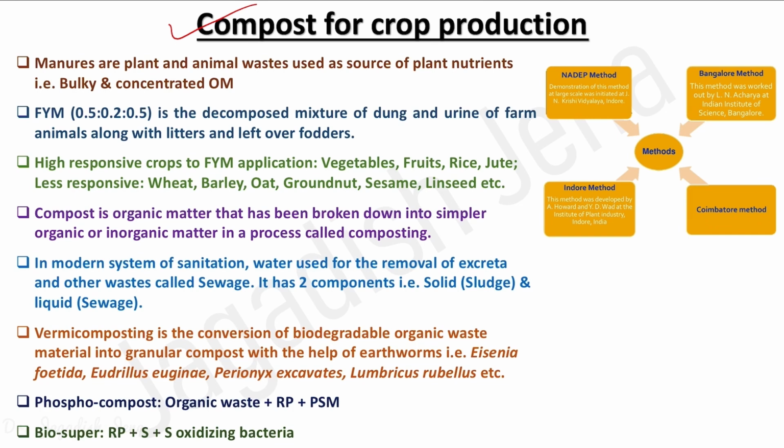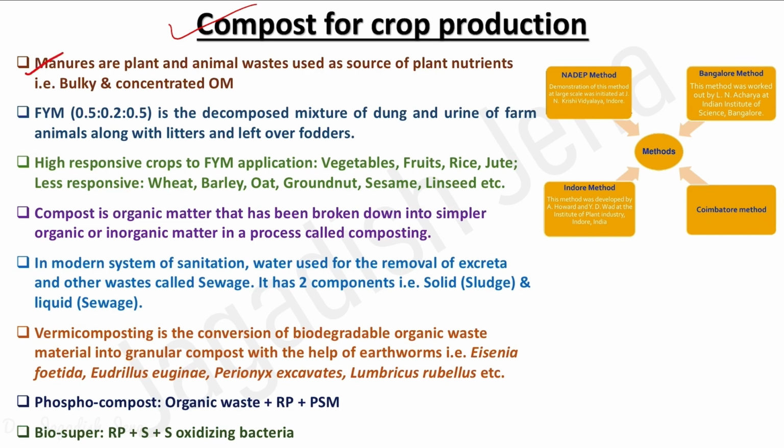Another one is vermicomposting. Here we use worms, different efficient earthworm species, which digest this organic matter, and their residue, the earthworm residue, is granular in nature and rich in nutrient content. So that is called vermicompost. Then some other types of composting are also there. So basically manures, what is manure?